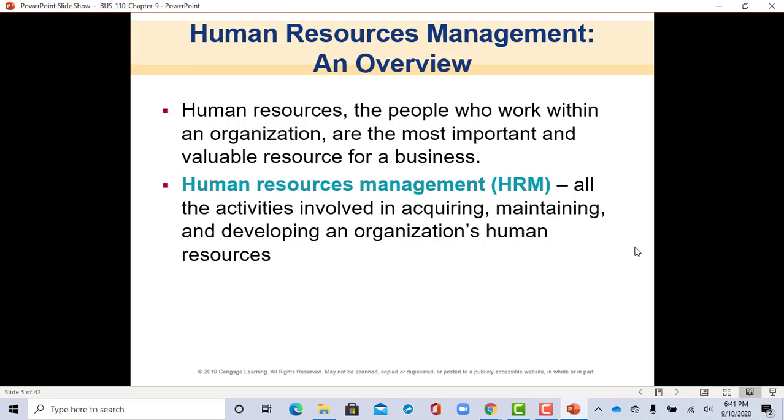So human resources are the people who work within an organization and are the most important and valuable resource for a business. Human resources management, or HRM, begins with acquisition, which is getting people to work for the organization, maintaining, and that's taking steps to retain these valuable resources, and then development. Human resources should be developed to their full capacity.